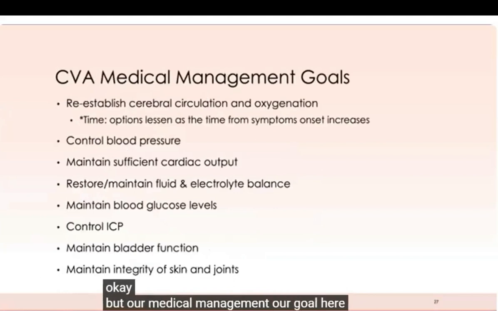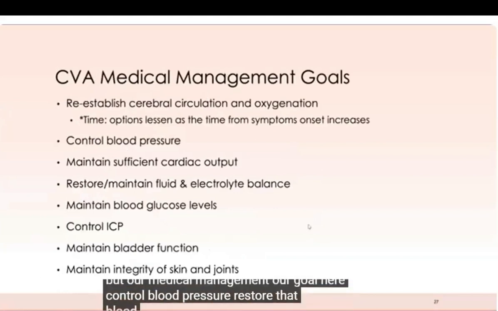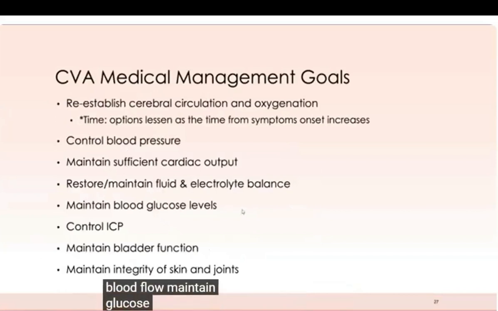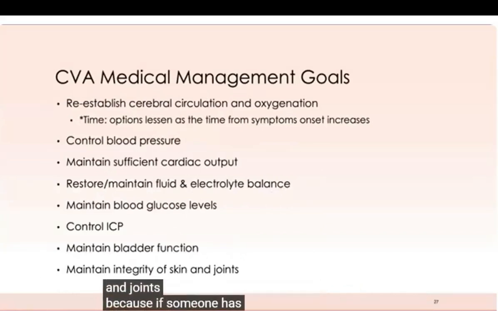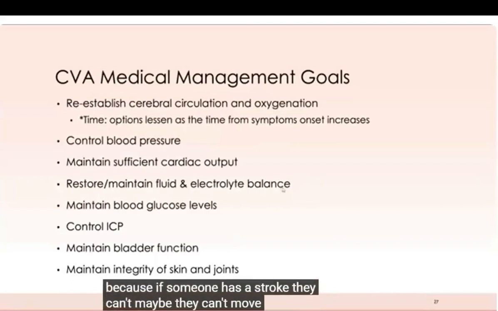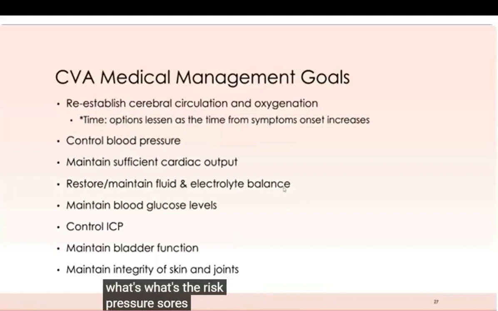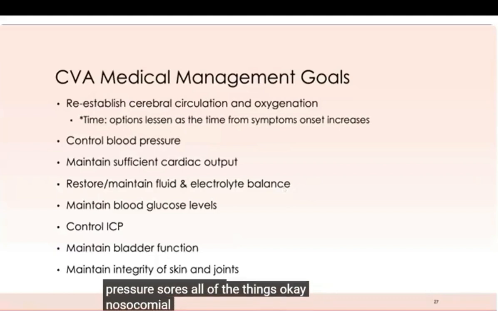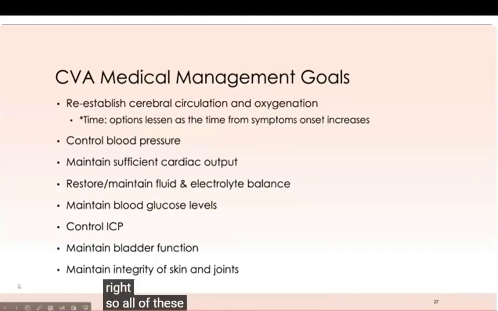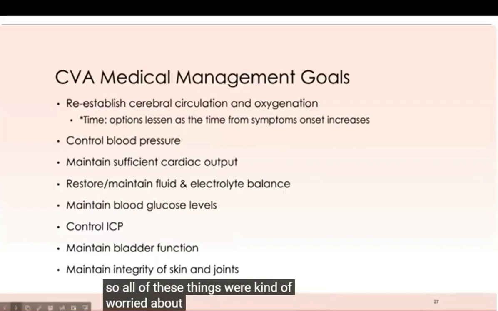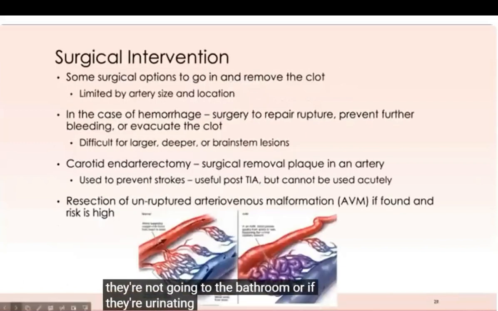But our medical management, our goal here, control blood pressure, restore that blood flow, maintain glucose levels, keep that diabetes in check, maintain fluid and electrolyte balance, and then maintaining all functions, okay, bladder functions, integrity of the skin and joints. Because if someone has a stroke, maybe they can't move. What's the risk? Pressure sores, all of the things, okay? Nosocomial infections from being in the hospital, not moving around, pneumonia. So all of these things we're worried about. UTIs, if they're not going to the bathroom or if they're urinating within.